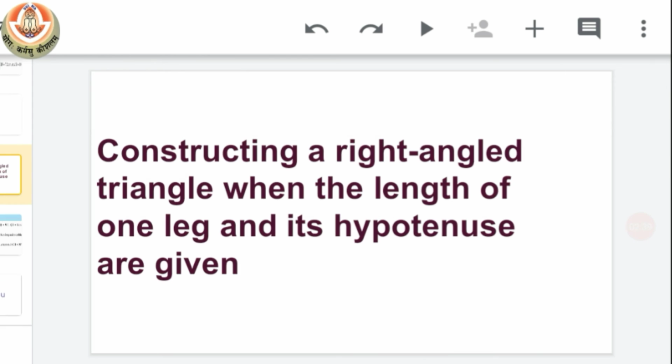So class, this is it for today. We learned the construction of a right angle triangle when the length of one leg and its hypotenuse is given.